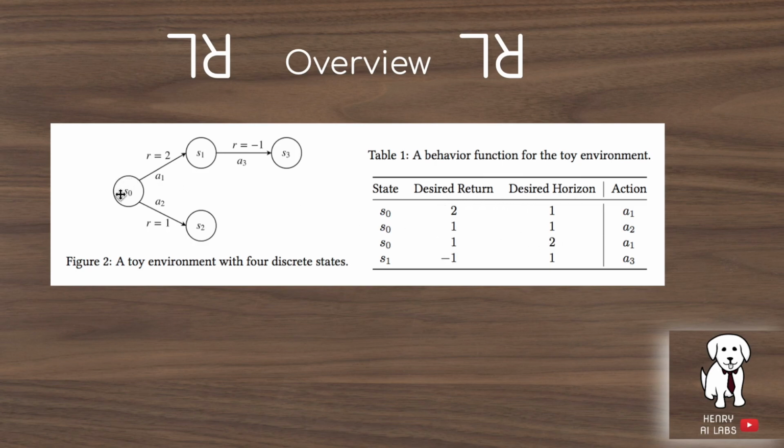The way that you would do that is you would go from S0 to S1 and then you take this -1 reward to get to S3. So you can see how having different desired returns and different desired horizons might cause the agent to more thoroughly explore the search space and find more interesting things along the way.